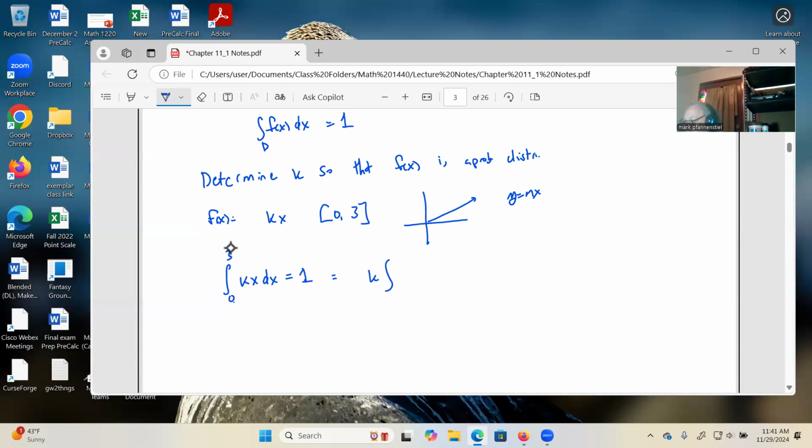So this is going to be k times the integral from 0 to 3 of x dx. I always like to put the constants through the integral sign because that makes things a little easier for me to deal with. We get x squared over 2, between 0 and 3. We know that this has to be equal to 1 because it's a probability distribution. They said figure out k so that it is.